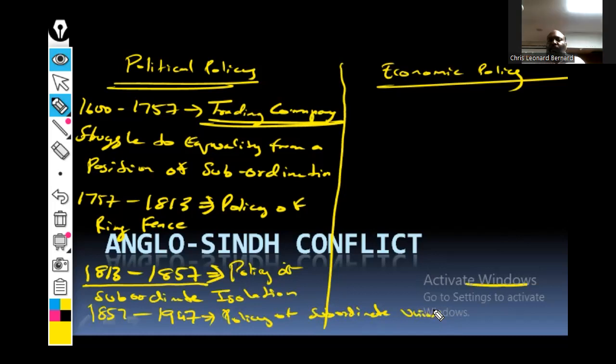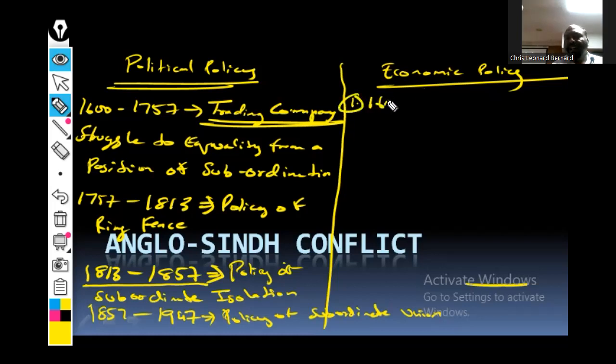From 1600, a trading company, they struggle to attain equality from a position of subordination to the Mughals. From 1757 to 1813, they follow the policy of ring fence, safeguarding the British territory. From 1813 to 1857, what is the policy? Policy of subordinate isolation. And from 1857 to 1947? Policy of subordinate union. So what is the economic policy they follow?